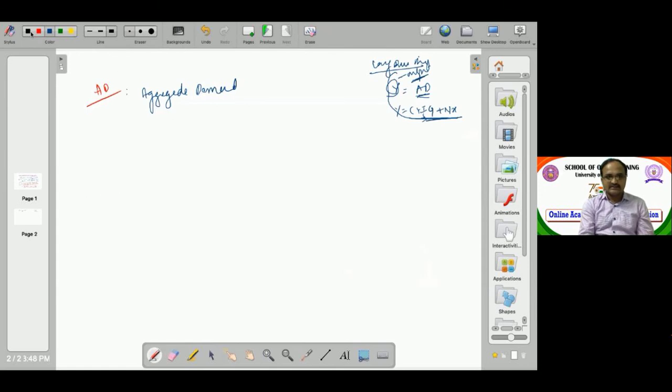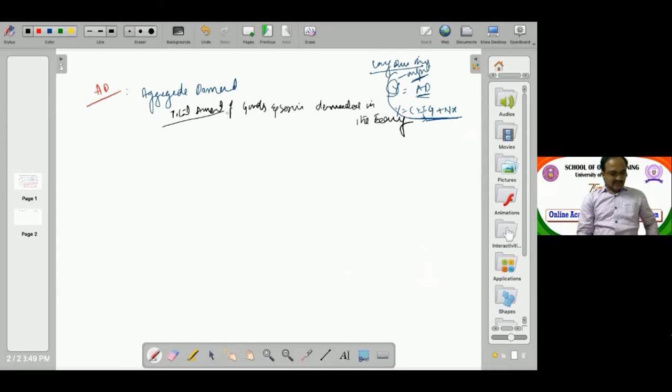Aggregate demand is defined as the total amount of goods and services demanded in the economy. That is what you can call aggregate demand. Distinguishing among goods, aggregate demand AD is equal to C plus I plus G plus NX.